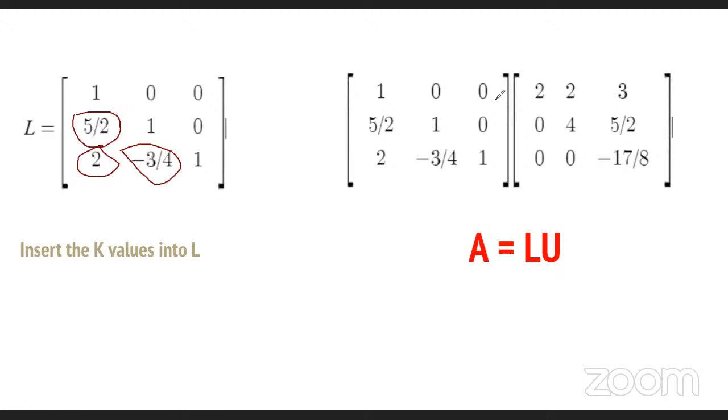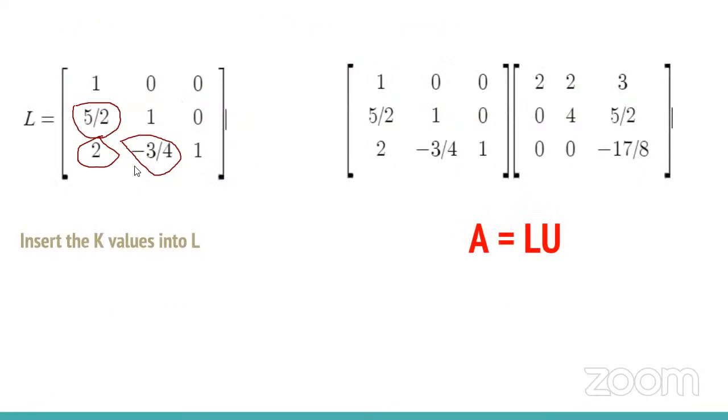And as I said before when I was discussing the L, this is all we need. For the L, the numbers on the diagonal have to be 1, and the others above are 0. So we don't care about that. We only care about getting these 3 k values here, which is what we use to complete our L.